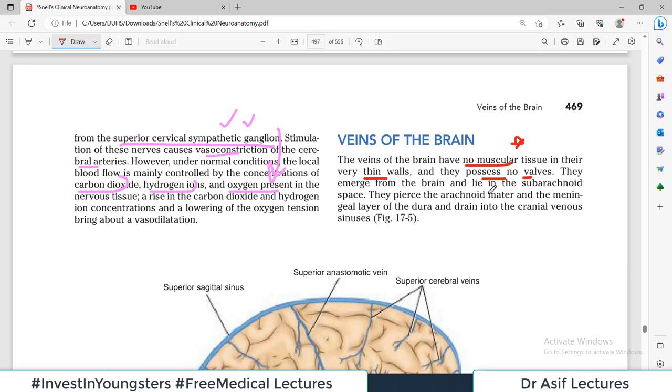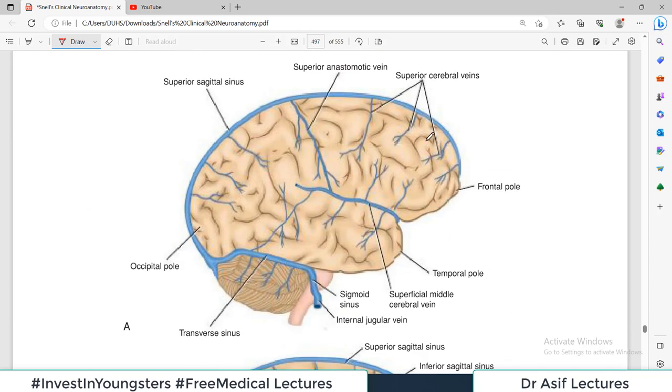They actually emerge from the brain and lie in the subarachnoid space like the arteries. They pierce the arachnoid mater and the meningeal layer of the dura mater and ultimately drain into the cranial venous sinuses. So these are the veins arising and then ultimately draining into, so all these small veins, for example going into the superior sagittal sinus, there is another sinus called the transverse sinus. We have done these sinuses, do watch my playlist of NeuroAnatomy to find them.